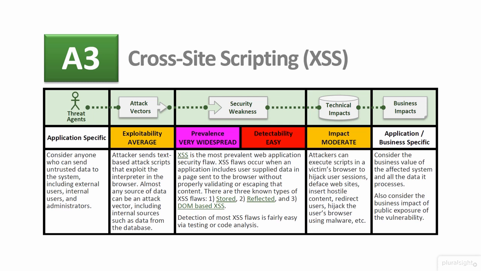And the two things that really stand out here is number one, the prevalence. It is very widespread. XSS is all over the place. And not only is it all over the place, but it's very easy to detect. So that means it's very easy for attackers to detect the presence of an XSS risk. It also means it's very easy for you as an ethical hacker to find it yourself. And we're going to look at how to do that in this module.